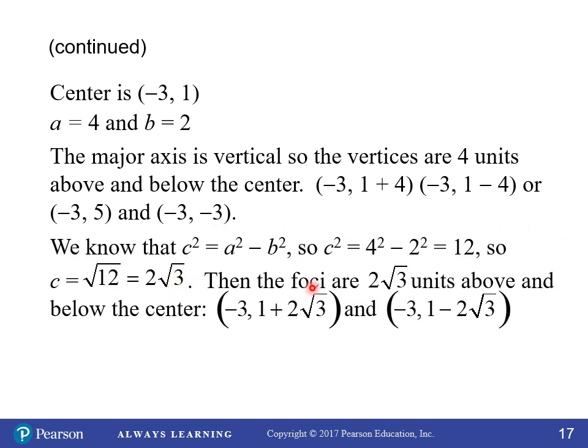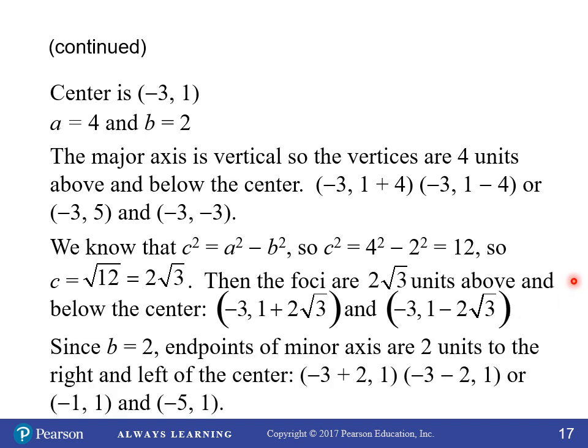And then to find our C, we're going to plug in 4 for A and 2 for B. And so 4 squared minus 2 squared, that's 16 minus 4 gives you 12. So then we're going to take the square root of that, which is 2 rad 3. And remember, it could be positive or negative, so that's why over here we do 1 plus that number, 1 minus that number. And that can't simplify, so we can just leave it as the radical. So those are where my foci are at.